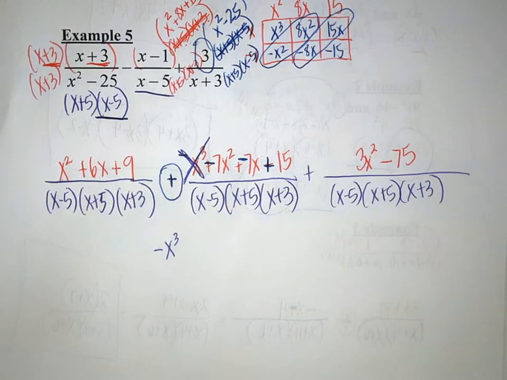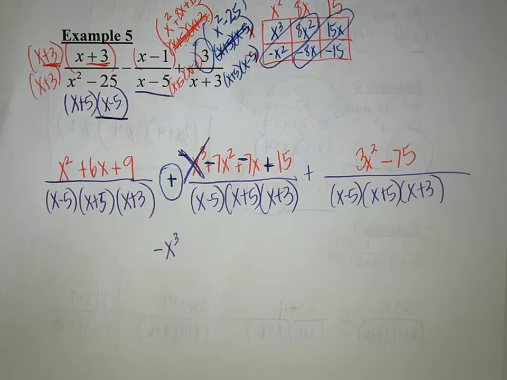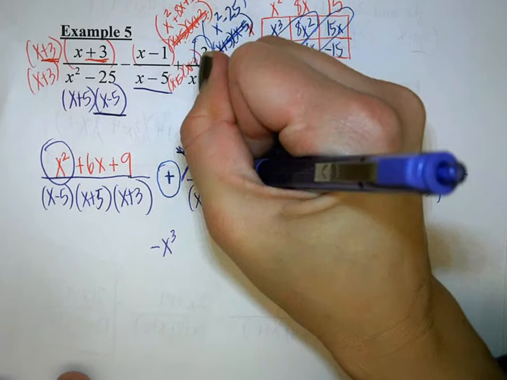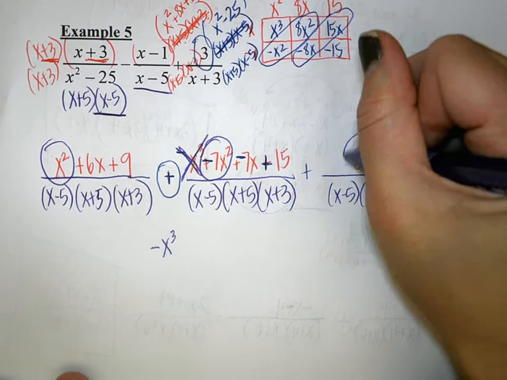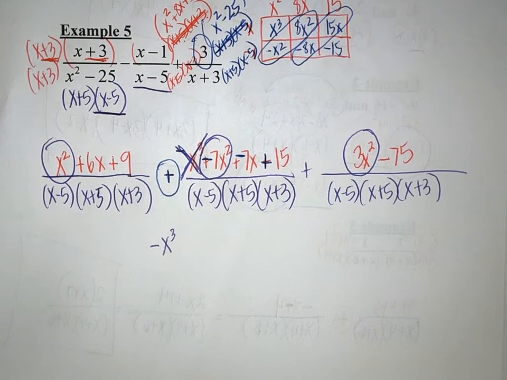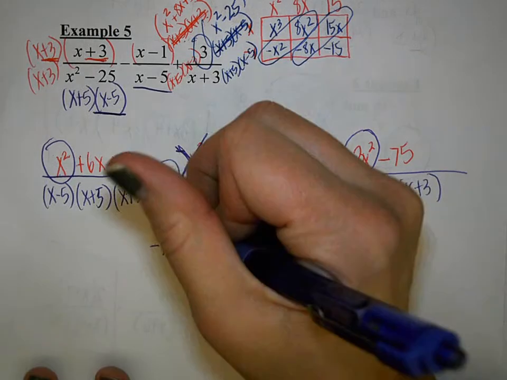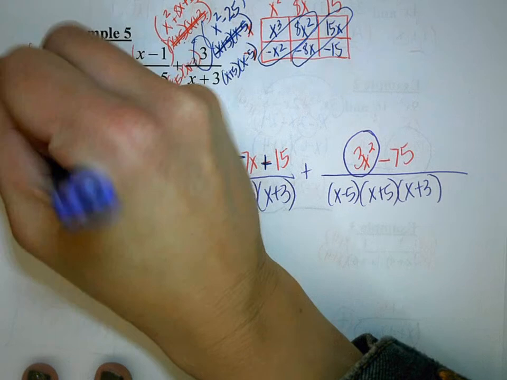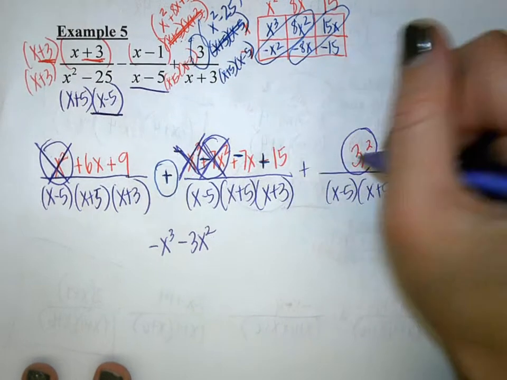Okay, what's next? X squared. So I have a 1x squared, a negative 7x squared, and a 3x squared. So let's do the adding first. 1 plus 3 is 4x squared. And then the negative 7x squared. And then let's just go negative 3x squared. Perfect. Okay, and then I'm going to cross all those out so that I know they're done and I don't have to think about it.